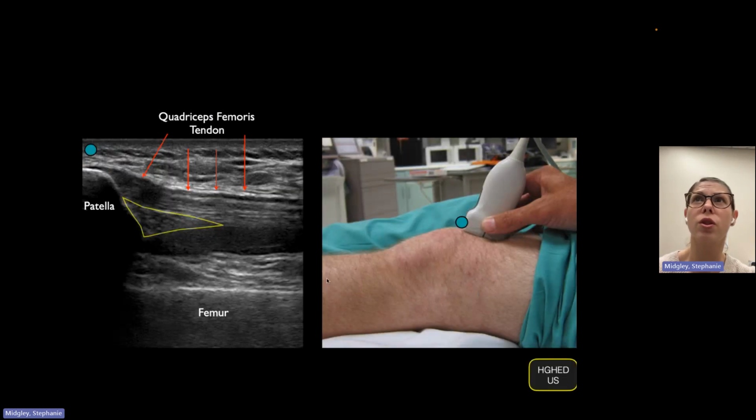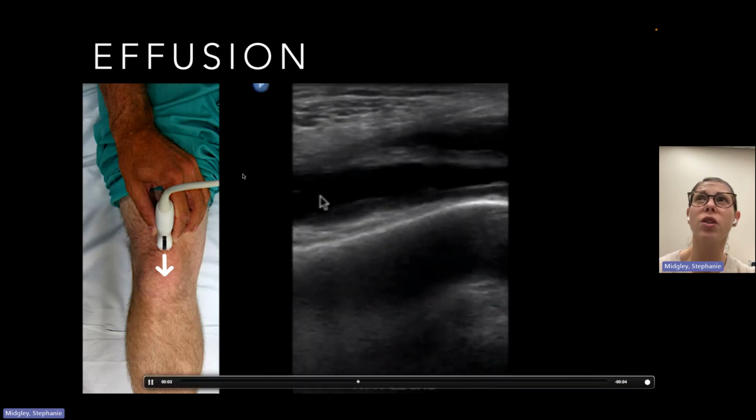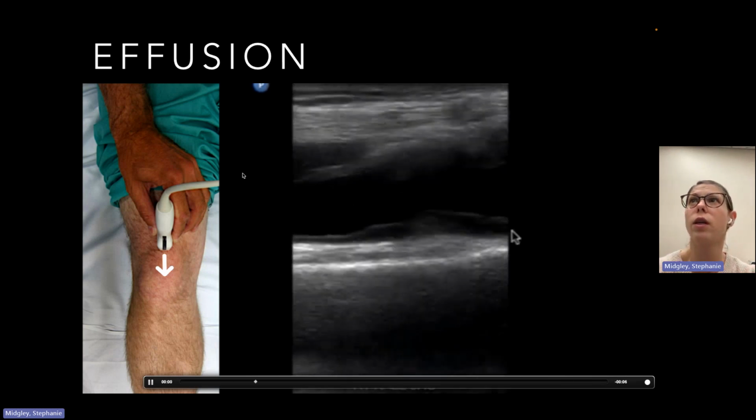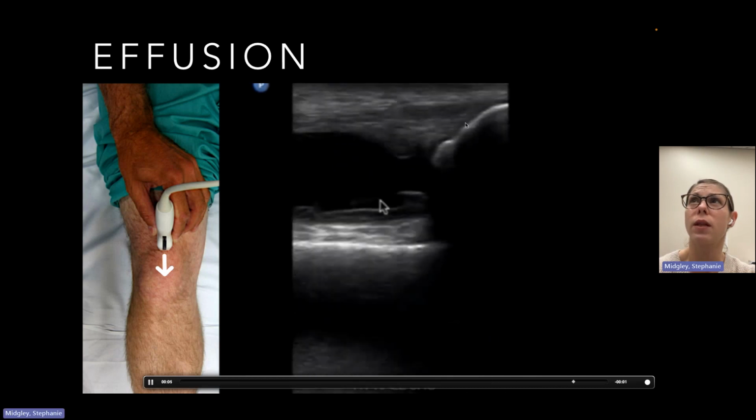So if there's an effusion, the suprapatellar space communicates with your joint. So with an effusion, you're going to see black. That's going to live right where this yellow triangle is. So again, here's an example of an effusion. And if you're not sure, you can compress and that effusion is going to push out and squish in. So again, here's femur, here's effusion, and then there's patella.